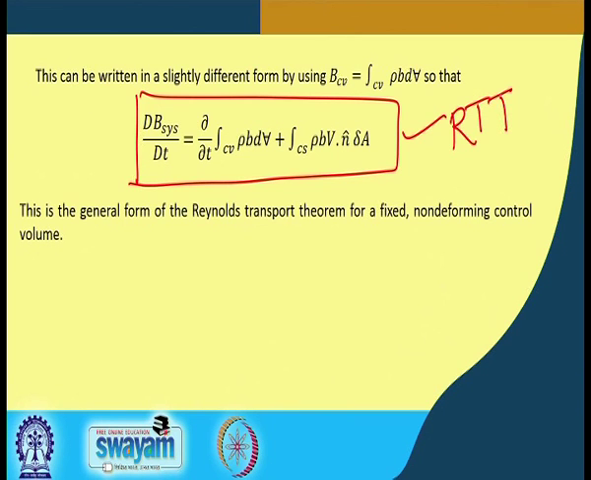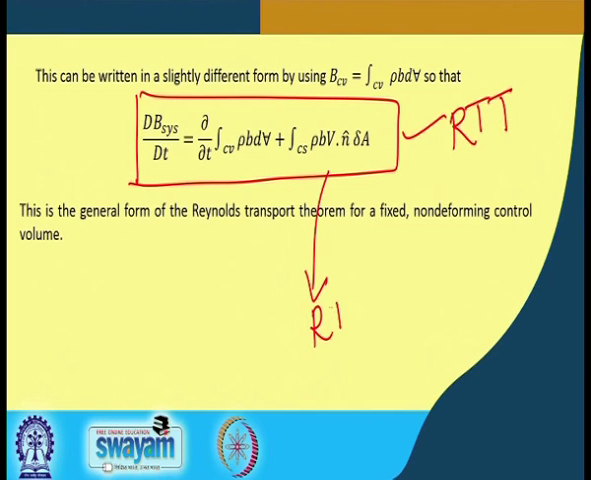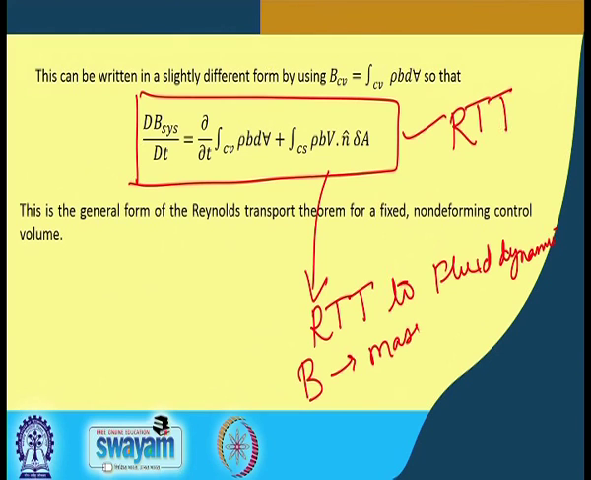In the next class, we are going to apply this Reynolds transport theorem to fluid dynamics, where this property B can be either mass or momentum, and then we are going to work. This can be anything because we have derived it for a general system. So B sys can be anything.